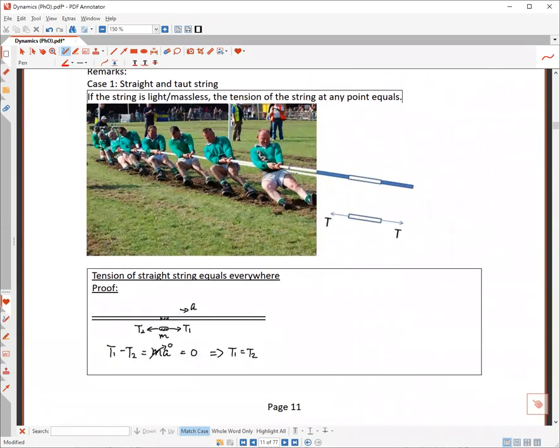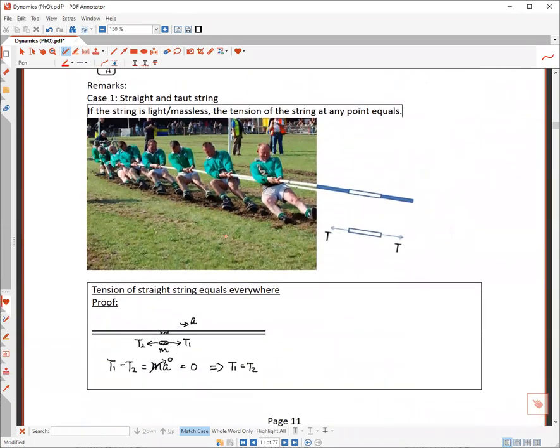Then let's have a look at case one. Let's say the string is light, or massless. So what does it mean by light? That means the mass is very small, or massless. In most cases, unless stated otherwise, all your questions will consider the string to have no mass.